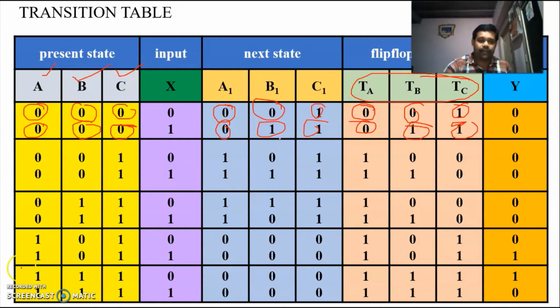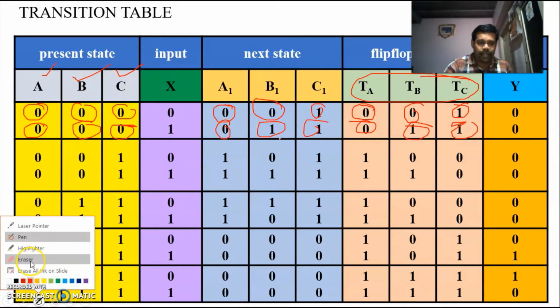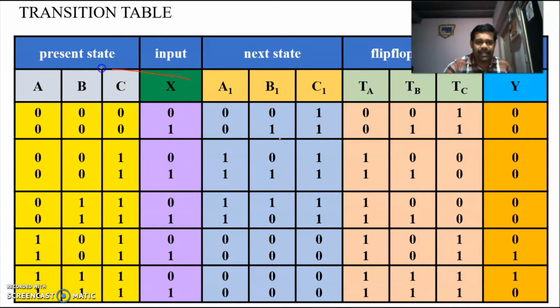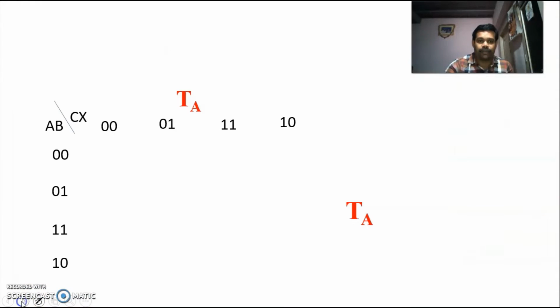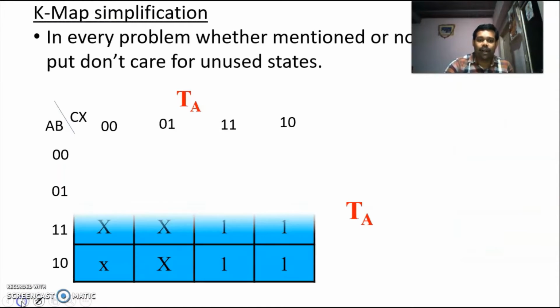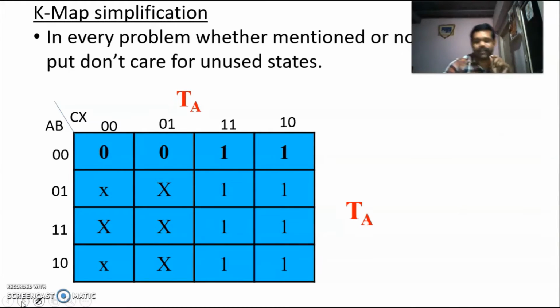Then here you have four inputs A, B, C, and X, and we have not used all the 15 combinations. For unused states, you have to put don't cares. Then you have to draw K maps for TA, TB, TC, and output. Since you have 4 variables, you have to draw 4-variable K maps. First one is for TA. You have to check the column of TA, then plot ones, zeros, ones and don't cares, and put don't cares for unused states.